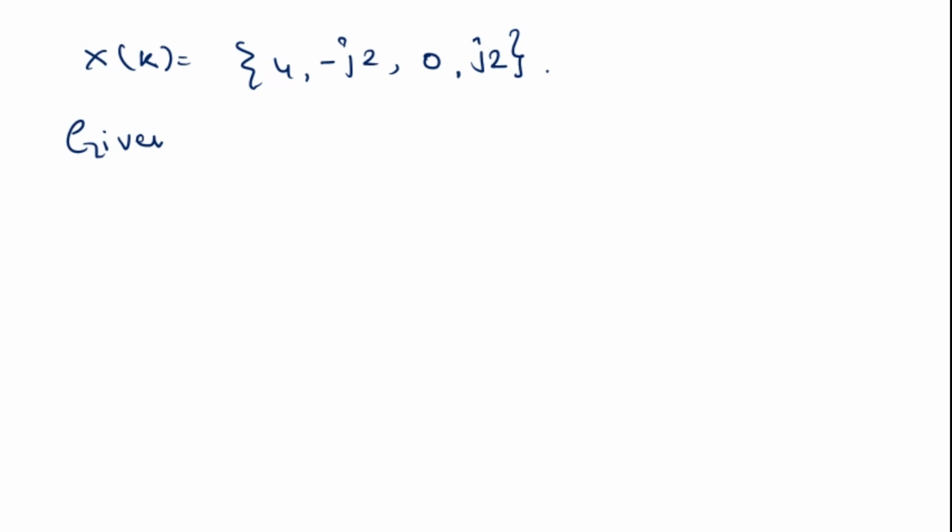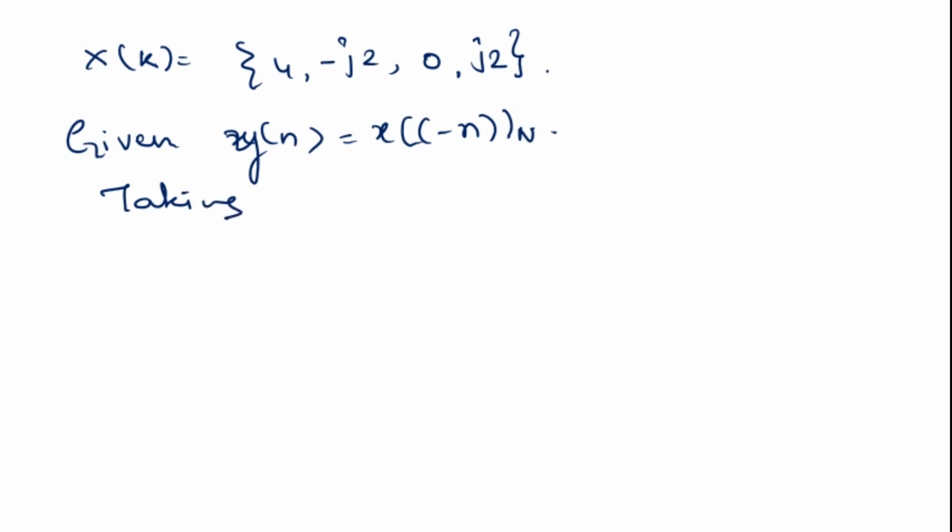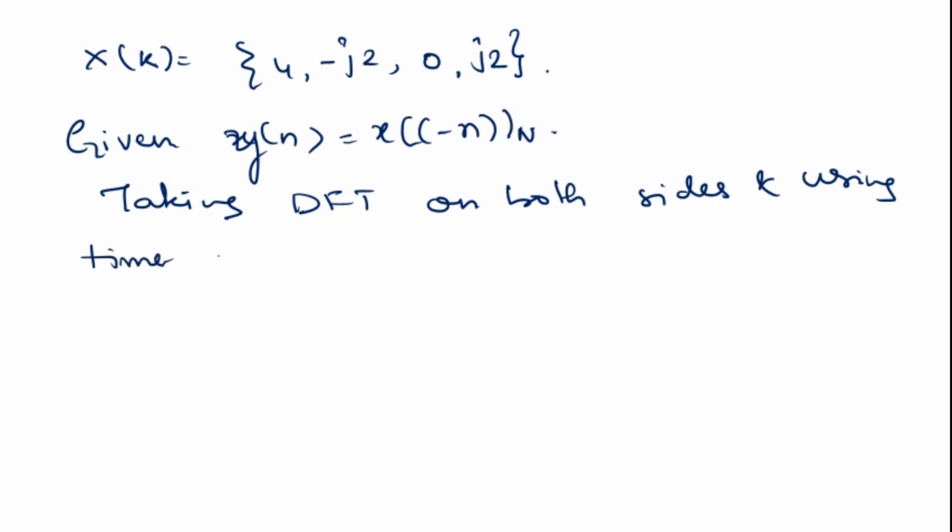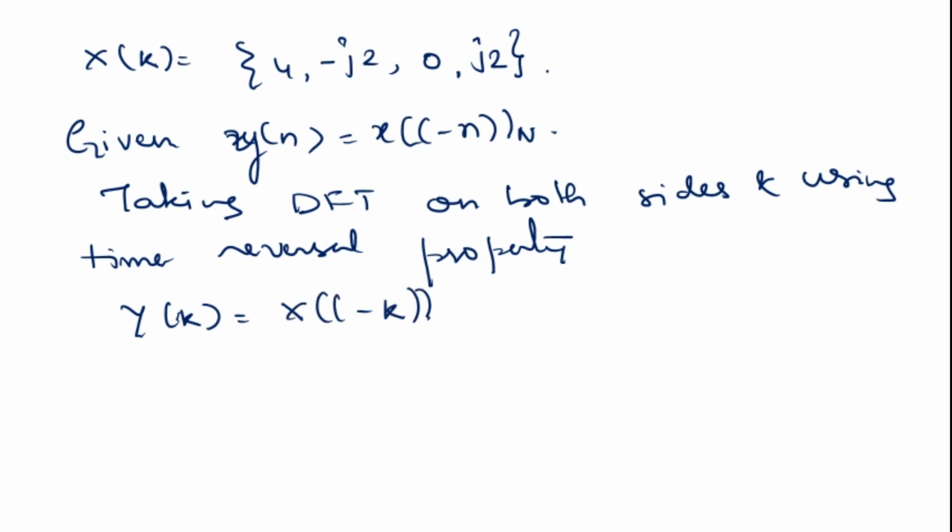It is given x of n is equal to y of n is equal to x of minus n of N. Now taking DFT on both sides and using the time reversal property, we get y of k is equal to X of minus k of 4, or y of k is equal to X of 4 minus k.